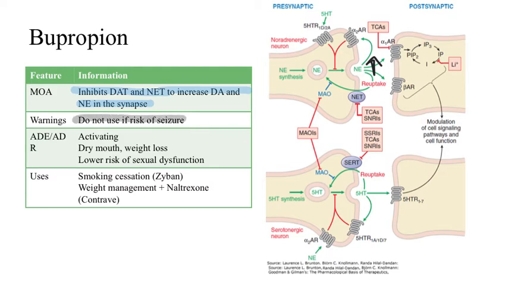The primary adverse effects of bupropion are that it is activating and therefore should be taken in the morning and not at night because of the CNS stimulating effect. It also can cause some dry mouth as well as some weight loss, which may actually be of benefit in certain situations. It also has a lower risk of sexual dysfunction than some of the other drug classes like SSRIs and SNRIs. There are some other uses for bupropion outside of depression therapy, and this includes for smoking cessation, where its previous trade name was Zyban, or in a combination with naltrexone for weight management, which is called Contrave.